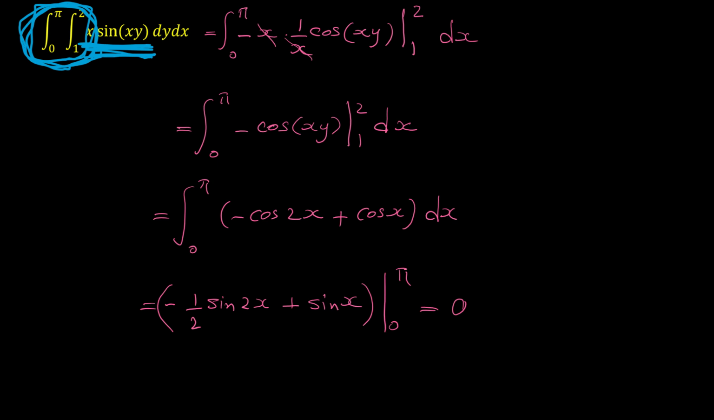For that reason, these two volumes cancel each other, because when we are finding the integral, when the function is below the xy plane, the value of the integral is negative. When the function is above the xy plane, the value of the integral is positive. These two cancel each other. So at the end, we get 0. So you should not make this mistake to think that the volume is 0.